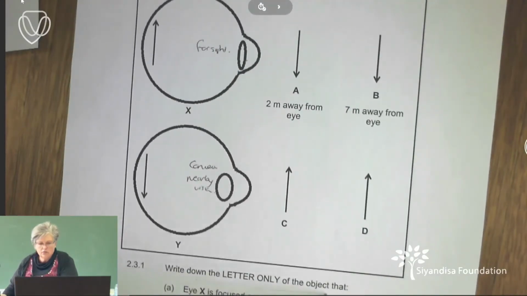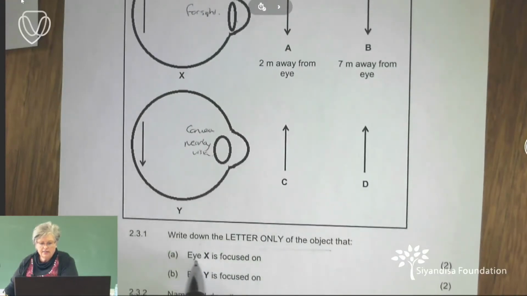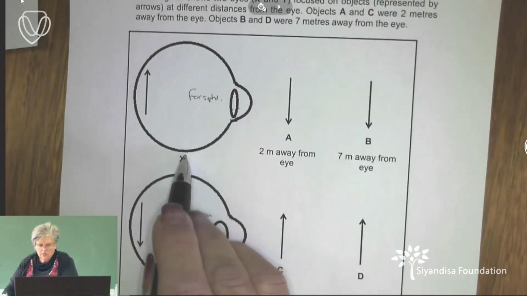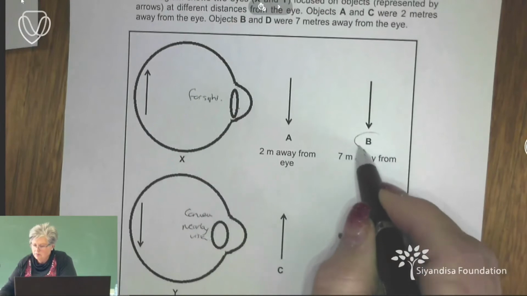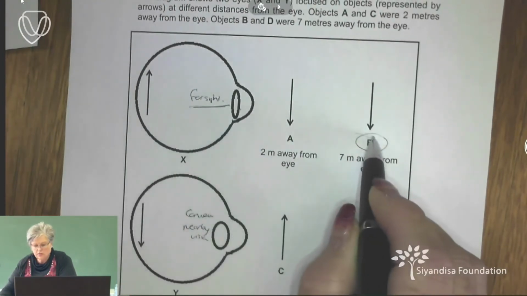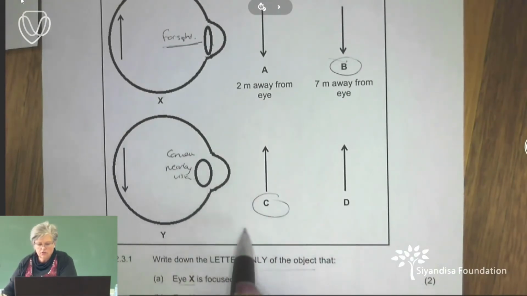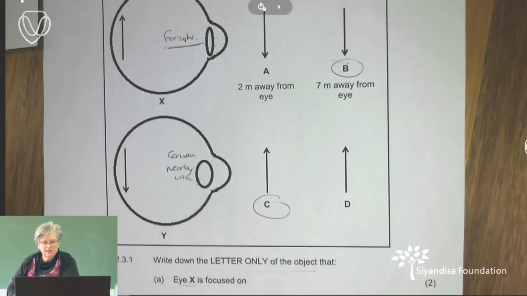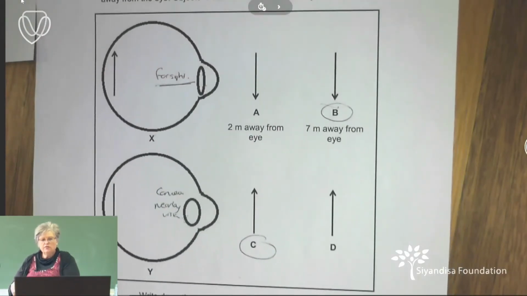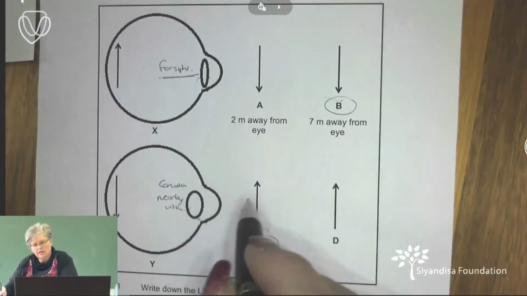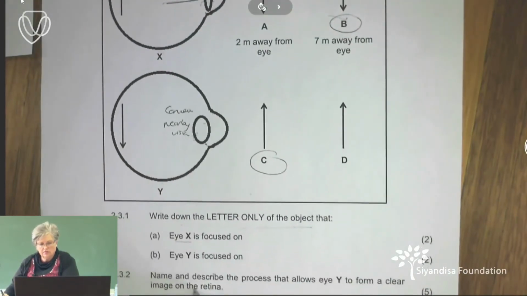Write down the letter only of the object X is focused on. So X is focused on B because it is for far sight. Y is focused on C because it is near vision. So can you see, without mentioning any ciliary muscles or the lens, by only giving you the 2 diagrams, you must come up with the answer, which is higher cognitive.